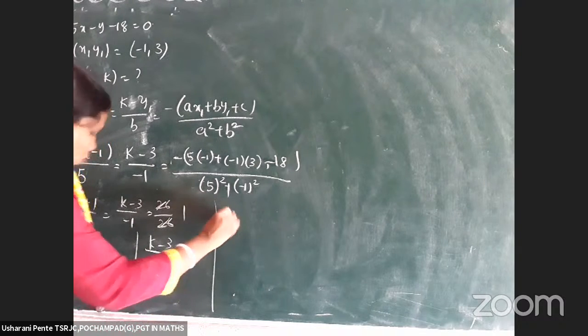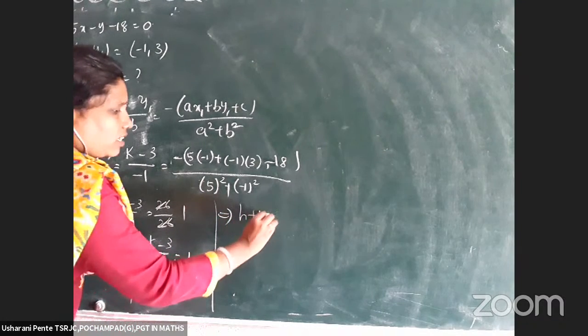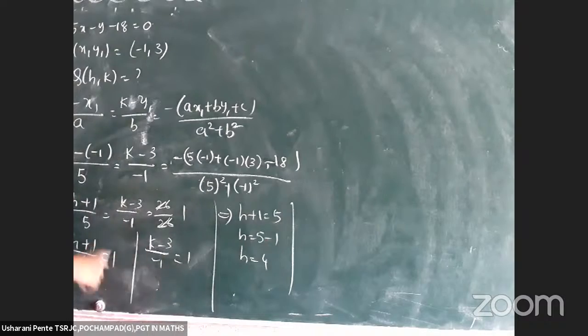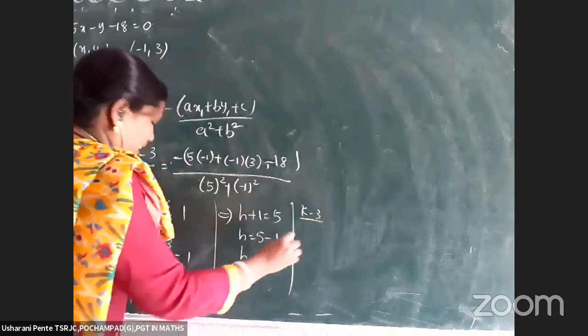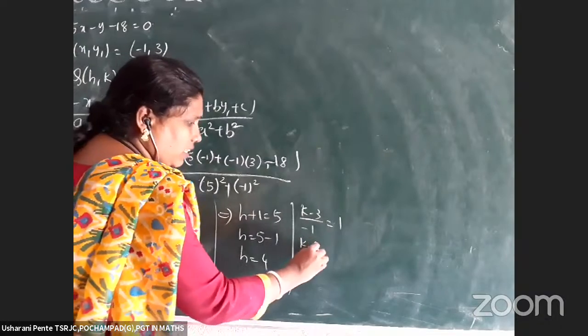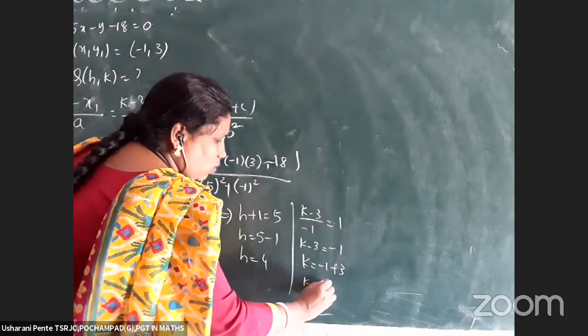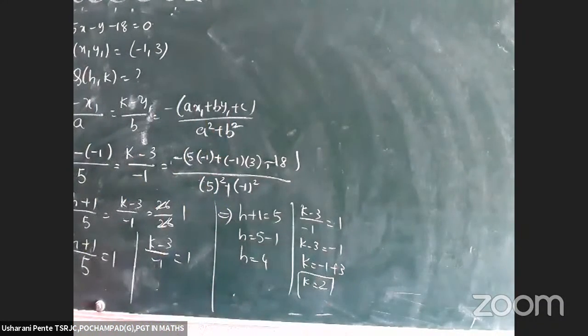So this implies what? H plus 1 is equal to 5, h is equal to 5 minus 1, h is equal to 4. And what about k? (K minus 3) by minus 1 is equal to 1. So k minus 3 equals minus 1 into 1, which is minus 1. K is equal to minus 1 plus 3, so k is equal to 2. So (h, k) is equal to 4 comma 2. This is how we find the foot of the perpendicular if they have given the equation and the point.